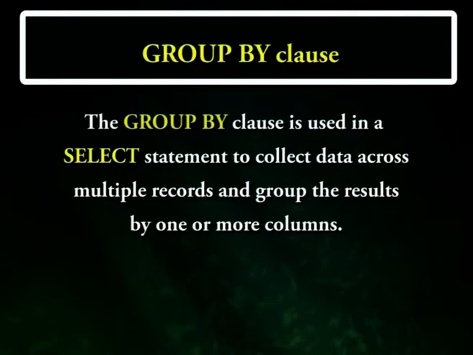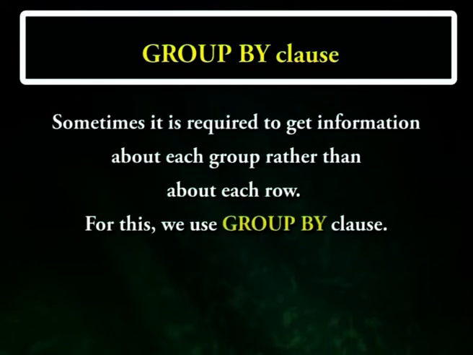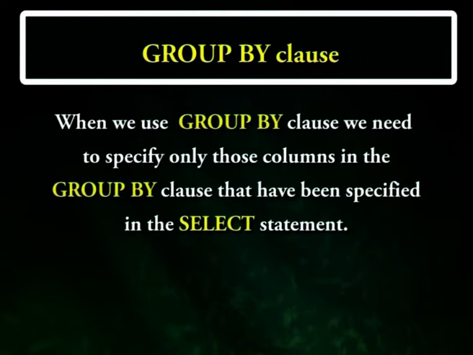The GROUP BY clause is used in a SELECT statement to collect data across multiple records and group the results by one or more columns. Sometimes it is required to get information about each group rather than about each row. For this, we use the GROUP BY clause. Also, when we use the GROUP BY clause, we need to specify only those columns in the GROUP BY clause that have been specified in the SELECT statement.